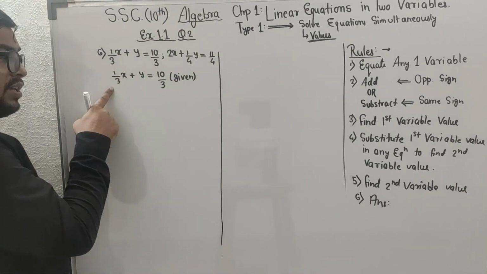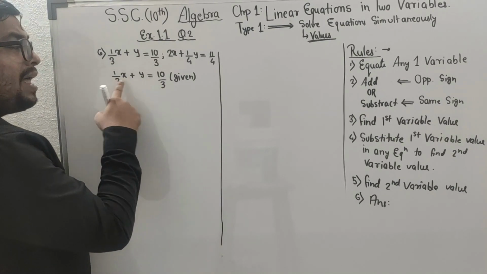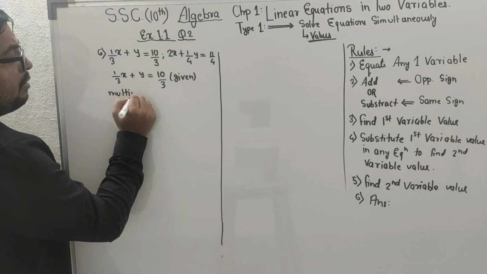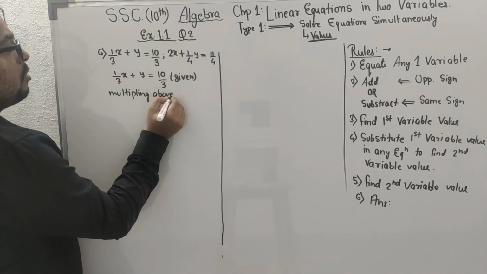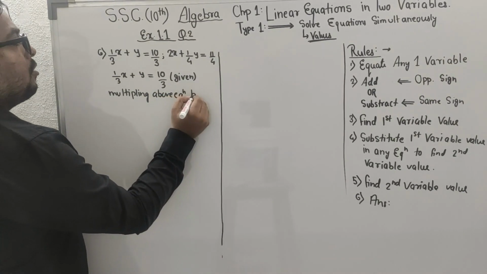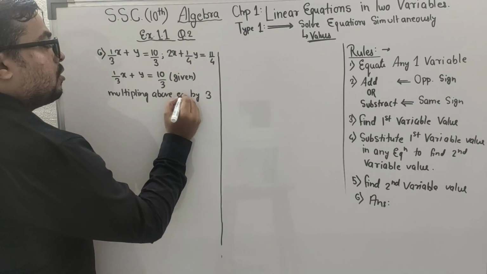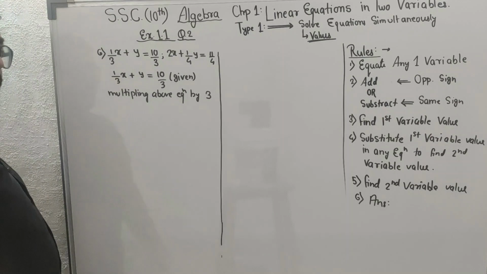What is the denominator over here? 3 and here 3. So multiply the equation by 3. Multiply the above equation by 3. Okay students, multiply it.